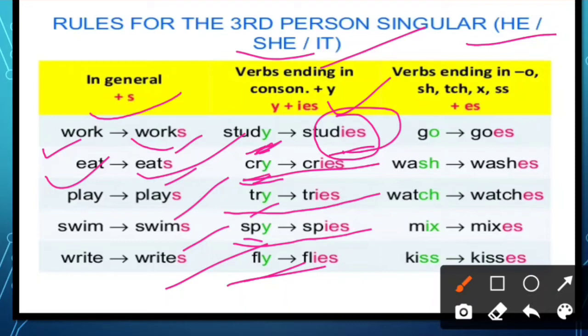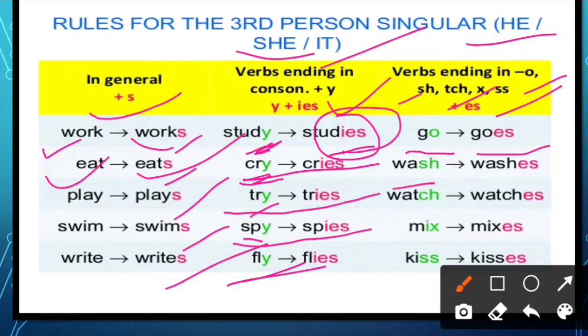And if the verbs end with o, double o, ch, sh, th, x, double s, at that time we will have to put es. For example, here you can see go. Go is ending with o. At that time we will have to put goes.